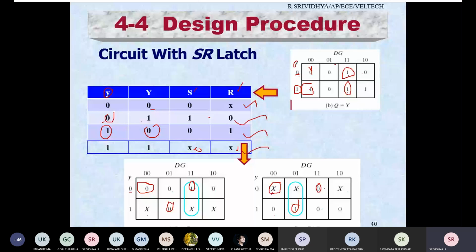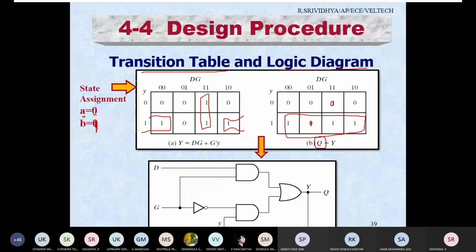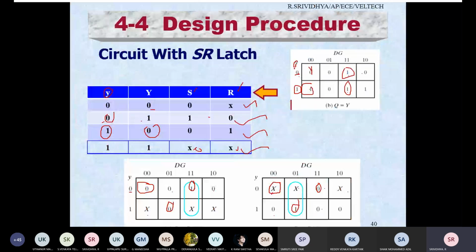Yes or no? Ma'am, can you please explain once again this circuit with SR latch? Yes. Now see here. This table you have. I will remove all this. Now this outside is your small y and the inside values you have put are your capital Y, that you have understood from the previous example.